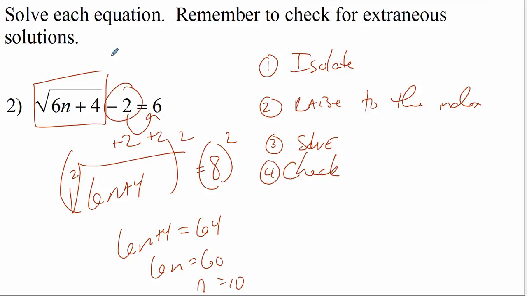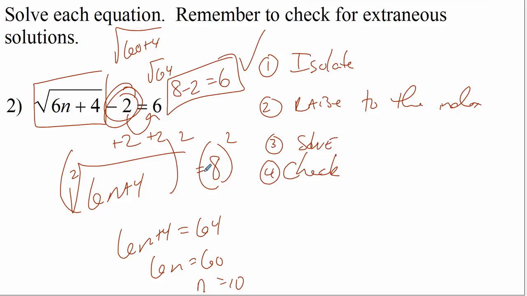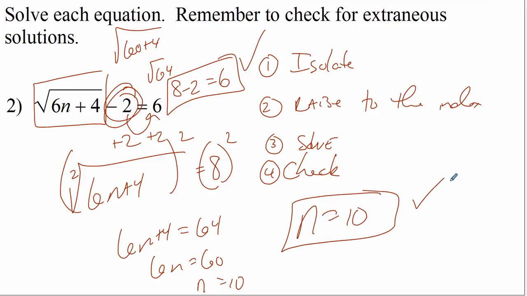So plug it in. Root of 10 times 6 is 60, plus 4 is root 64, which is 8. Minus the 2, which is 6. So that does work. So that's why n equals 10 is my answer.